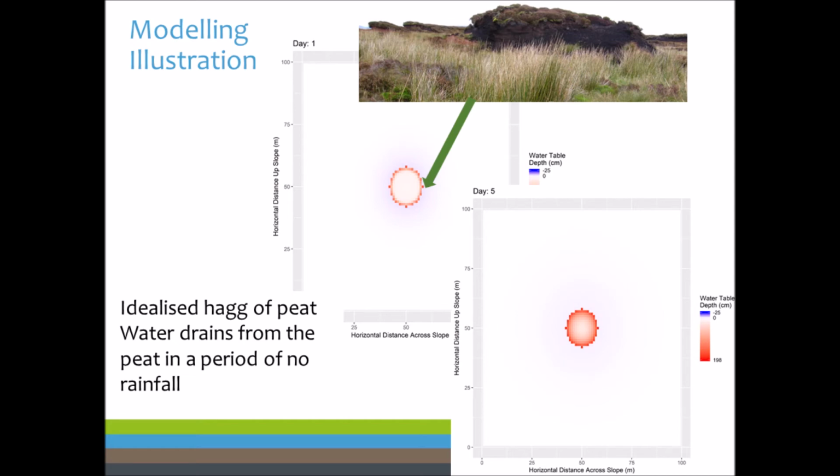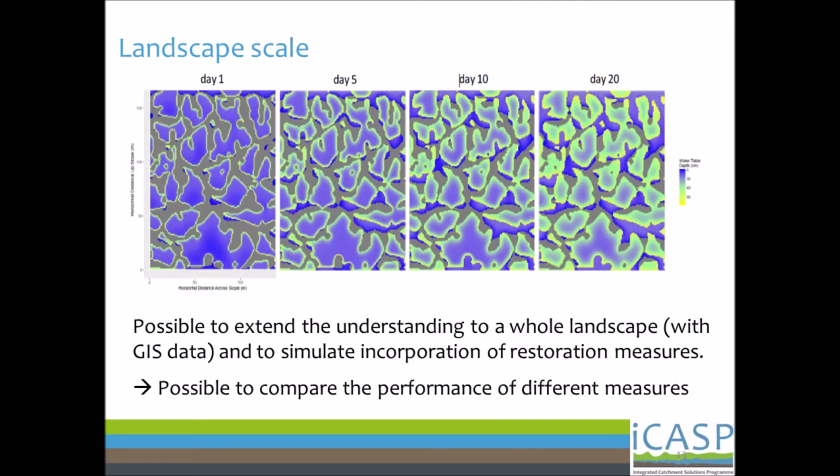And it's possible to expand this particular analysis to a whole landscape by entering the GIS data corresponding to that landscape, and then to simulate the incorporation of different types of restoration measures on the water table in this particular landscape. So then it's possible to compare the performance of these different measures and to compare them with the cost of the implementation, and to be able then to pick the restoration measures that will be most appropriate depending on performance and depending on the available resources.